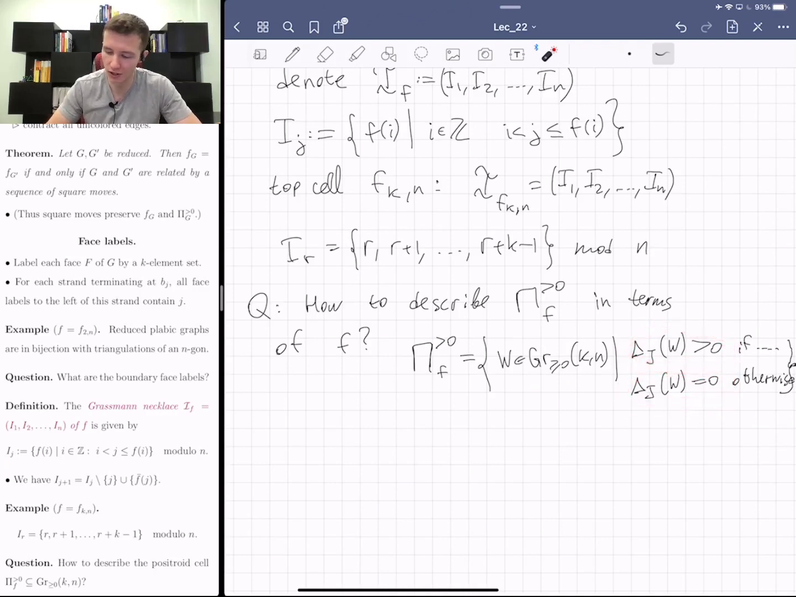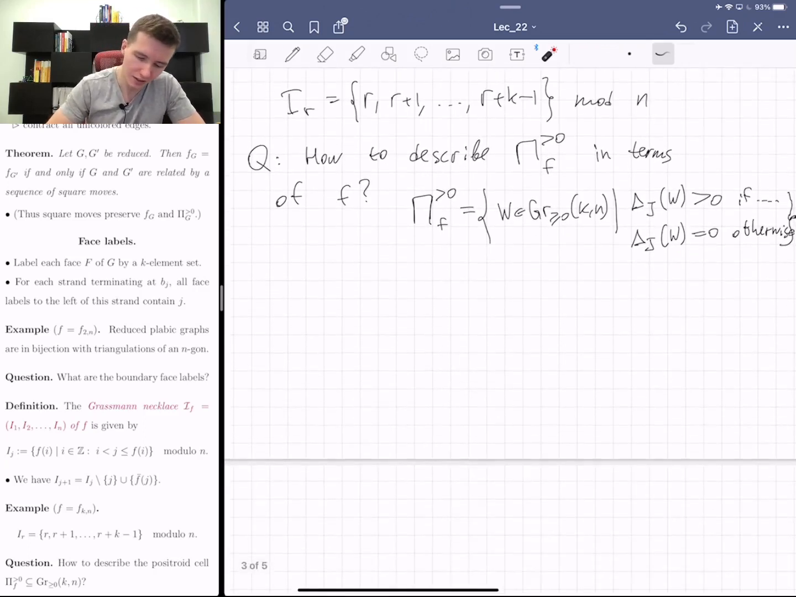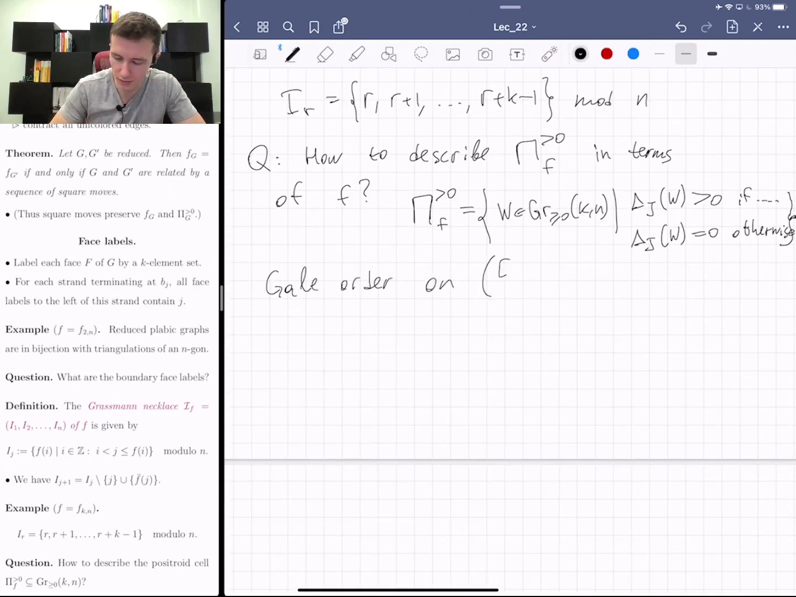So the question is, what is this extra condition that should only depend on your bounded affine permutation f? I don't know if somebody has a guess, but that's actually hard to guess. So I think I have the time to explain that today. And the condition is as follows. First you introduce the Gale order on k-element sets.